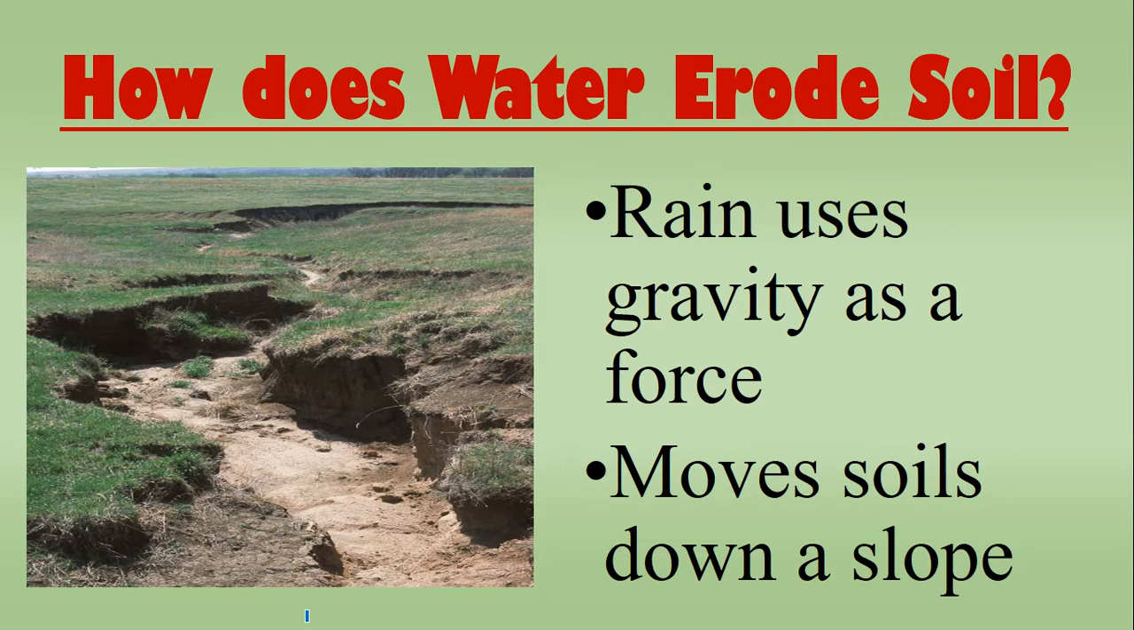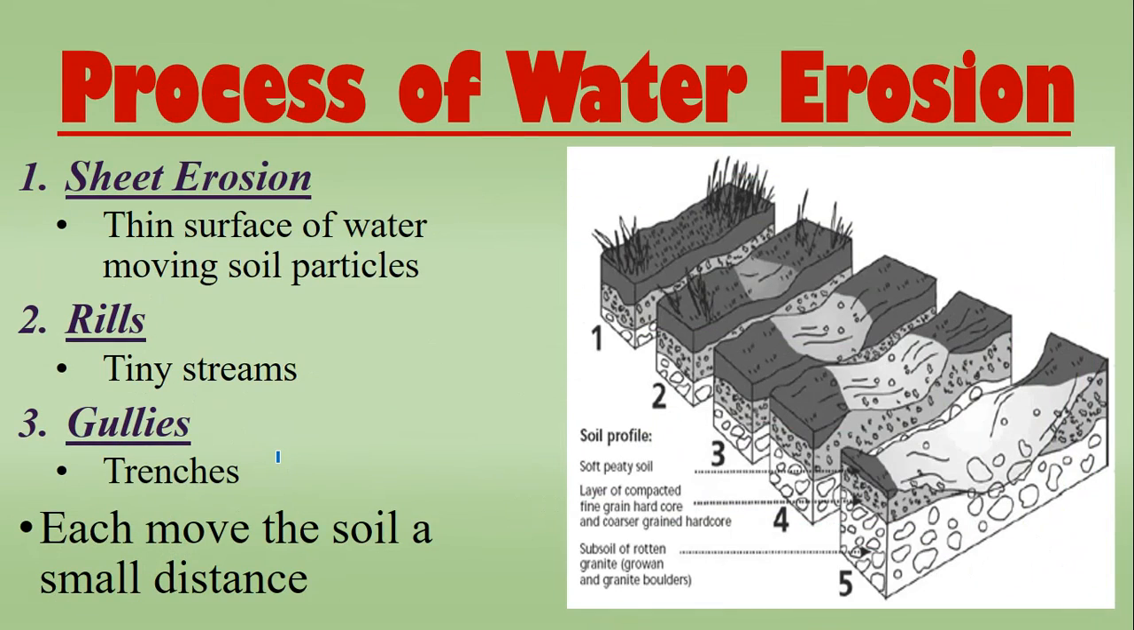So, how does water erode soil? Usually, we use rain and some gravity. Rain uses gravity as a force. What it does is hit the soil, loosen it, and then transport it down a slope. You can kind of see that happening here. So, the process of water erosion.